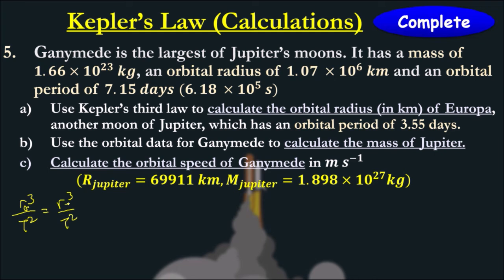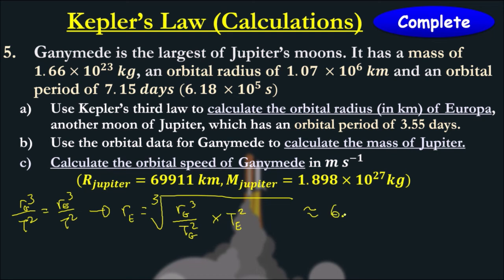where this is Ganymede, this is Europa, or however you want to write it. So the formula to express it, it'd be R_E equals the cube root of R_G cubed divided by T squared times T of Europa gives us that. If you substitute all those values in, you should find it is about 6.71 times 10 to the power 6 kilometers long.